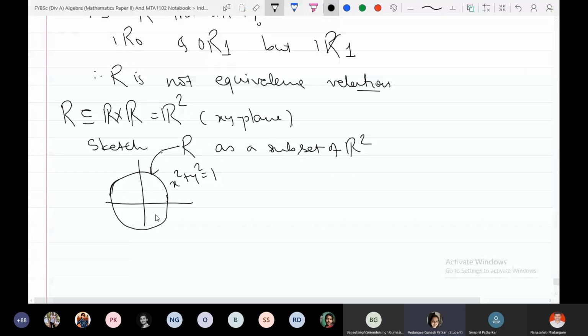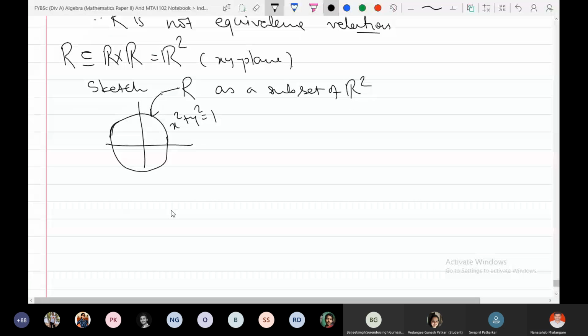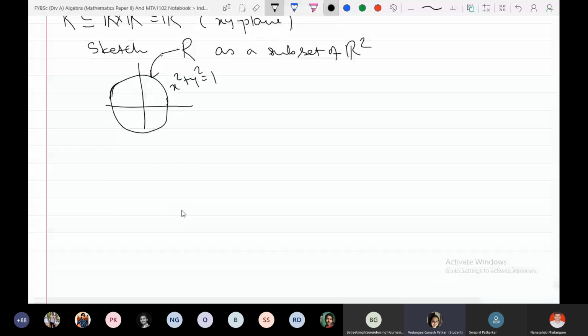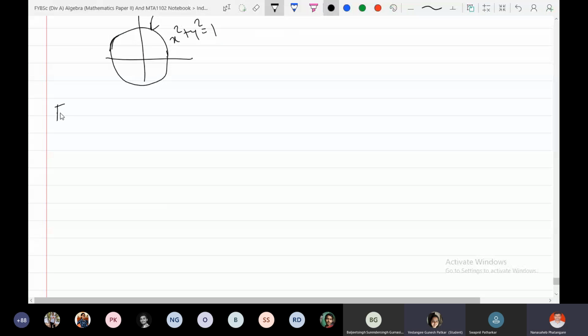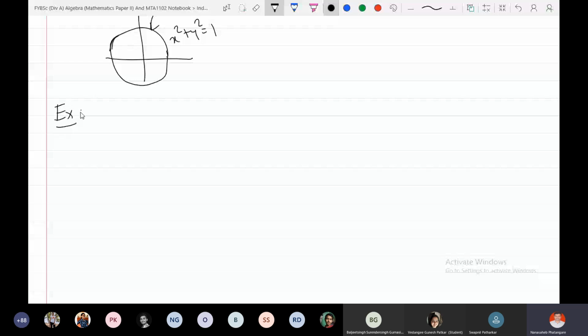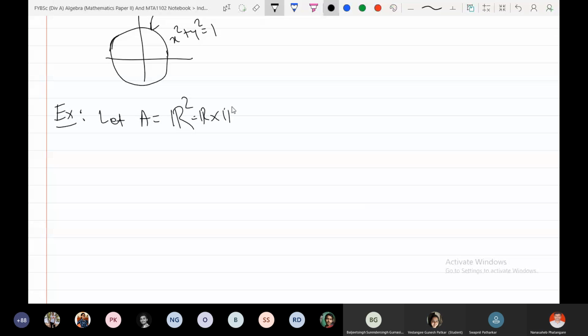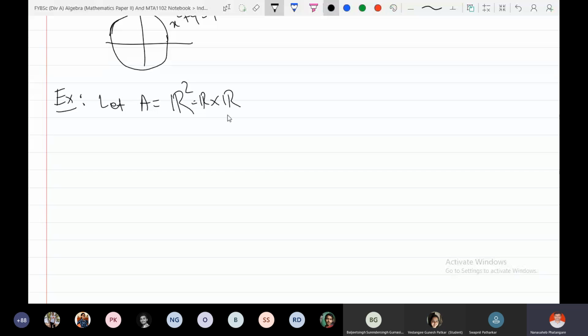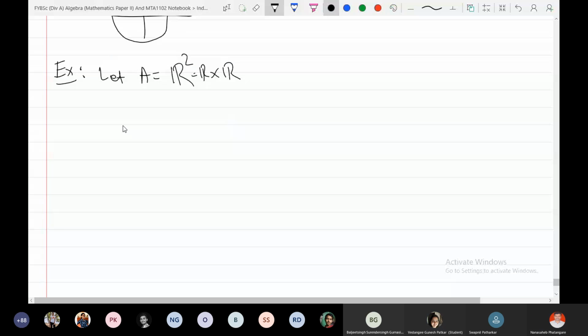Fine. So now I will go to some different kind of thing. Okay, so let A be equal to, now I am taking the plane R cross R, right? So you know what is R2. First of all, tell me, do you understand what is R2? Is there any confusion? No, sir.